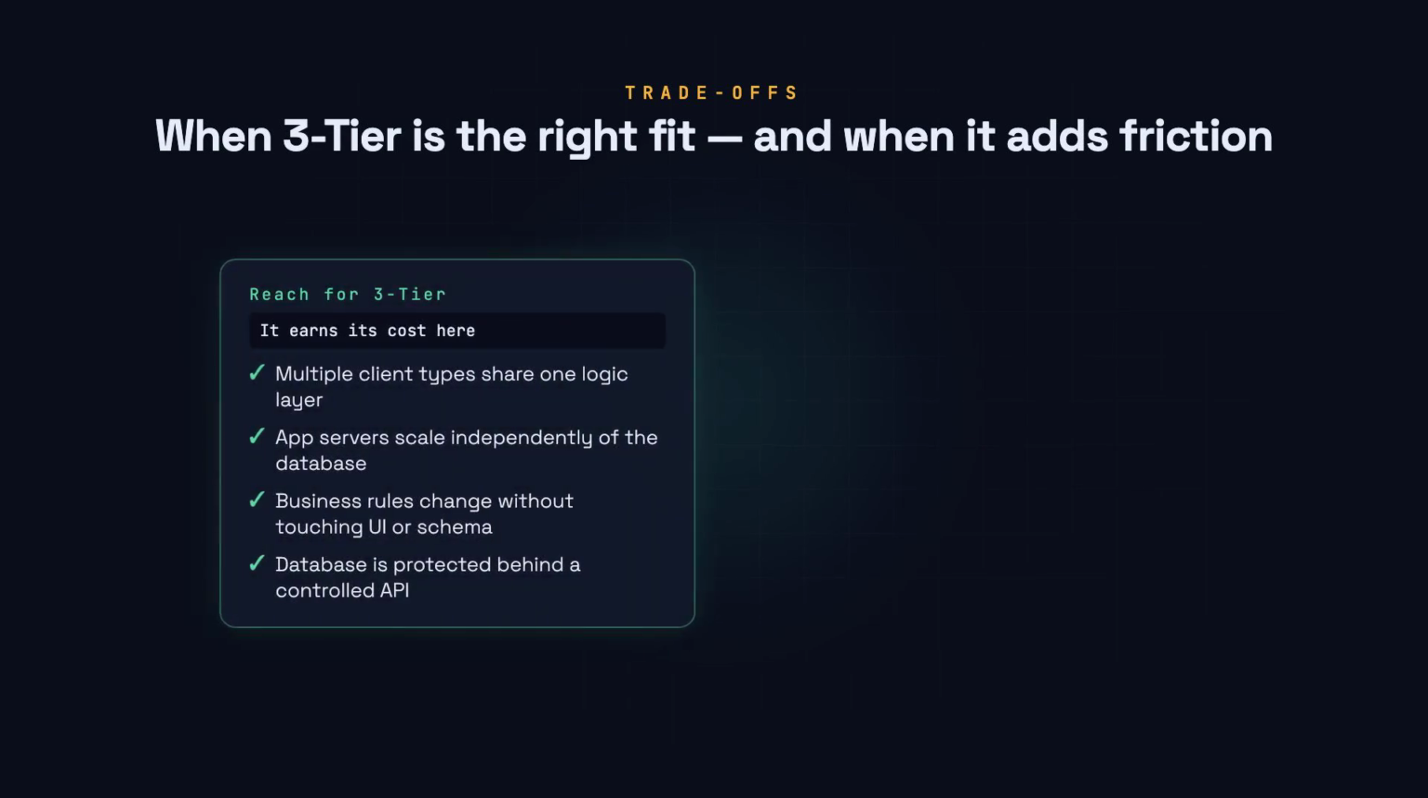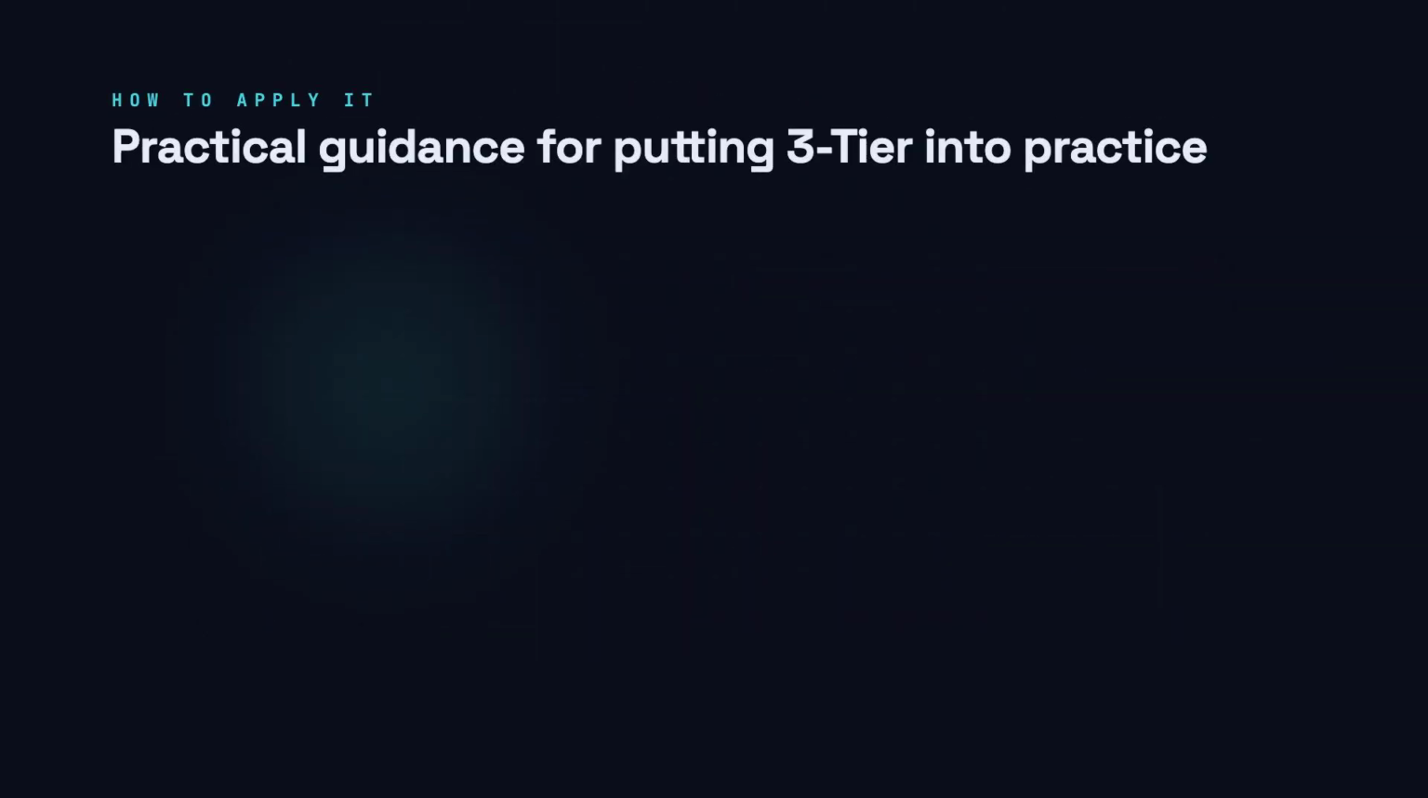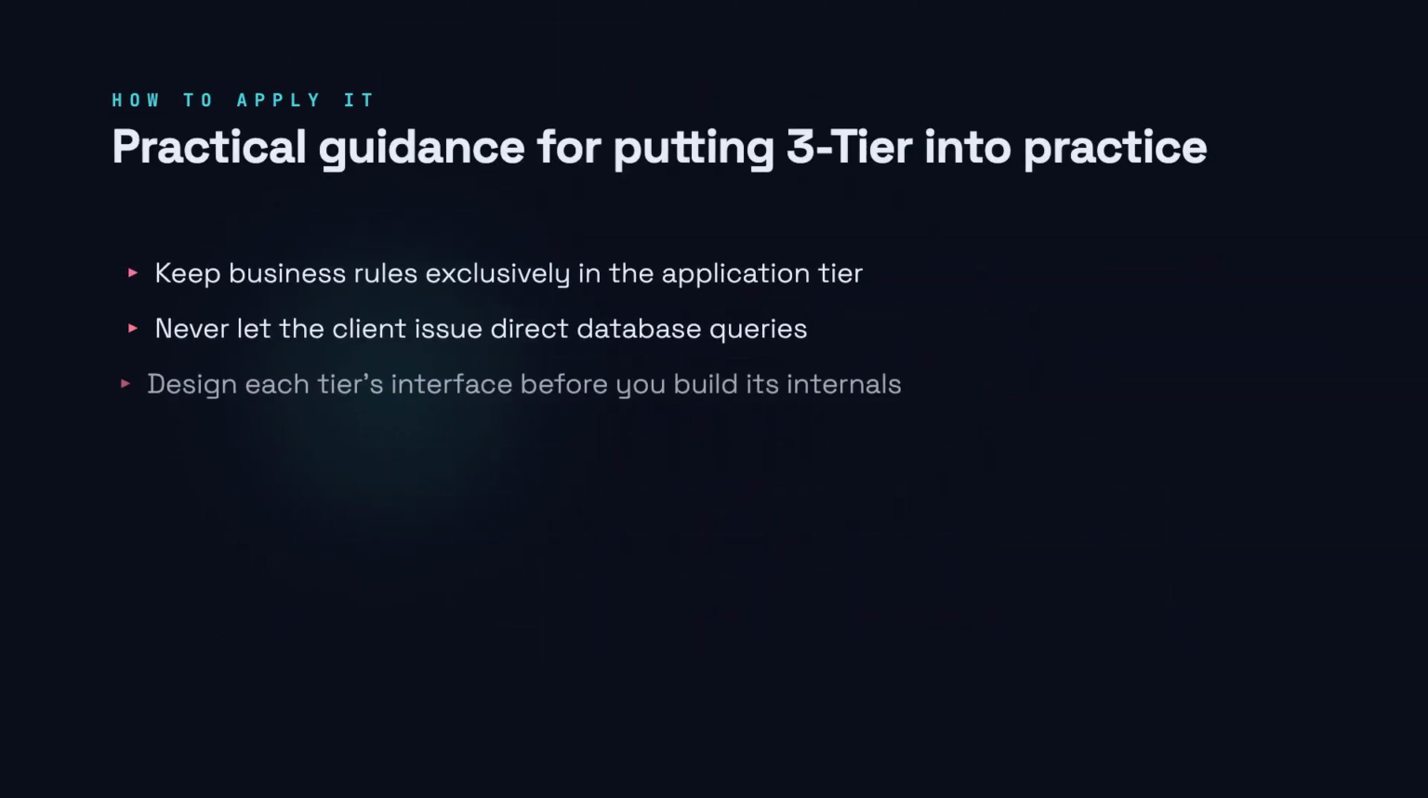Three-tier architecture shines when you need flexibility and scale. Multiple front-ends, a web app and a mobile app, can share one application tier, and you can add app servers without touching your database. But every tier boundary is a network hop, and that adds latency and operational complexity. For a small internal tool or a weekend project, the overhead of managing three separate deployment targets often costs more than the separation saves. When you start a new web project, reach for three-tier as your baseline.